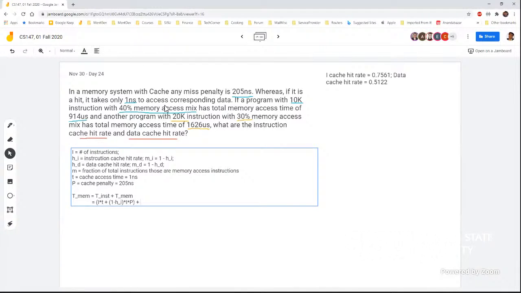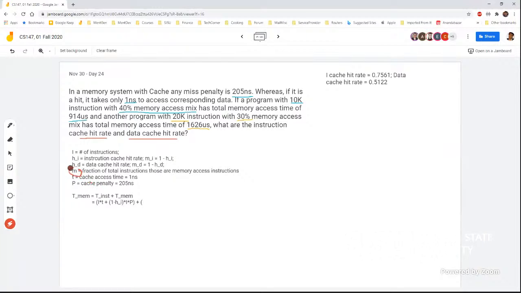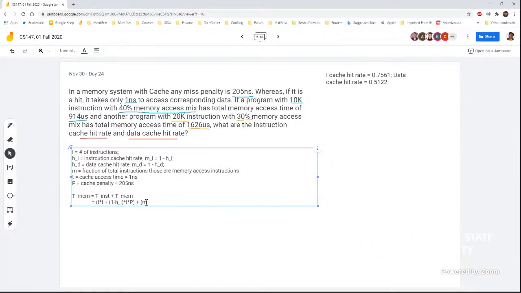And then I can write a similar thing for the data cache or data memory access, but instead of I, it is the fraction of the I, which is denoted by M. So M multiplied by I, that many memory access instructions will be done. So it will be M multiplied by I multiplied by T, plus now the miss rate, 1 minus HD, the hit rate of the data cache, multiplied by M multiplied by I multiplied by P. Now, we can rearrange this equation, right?